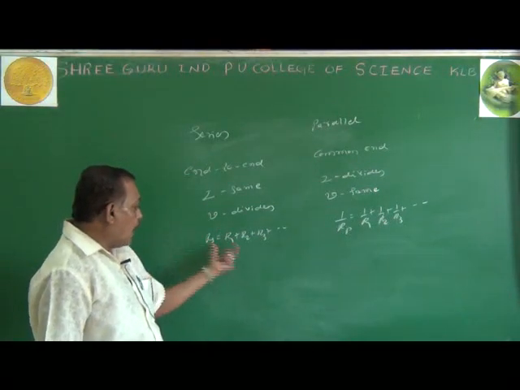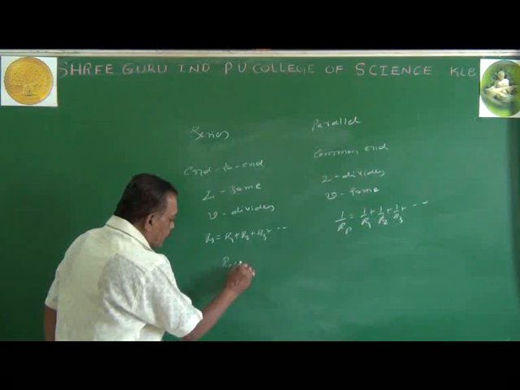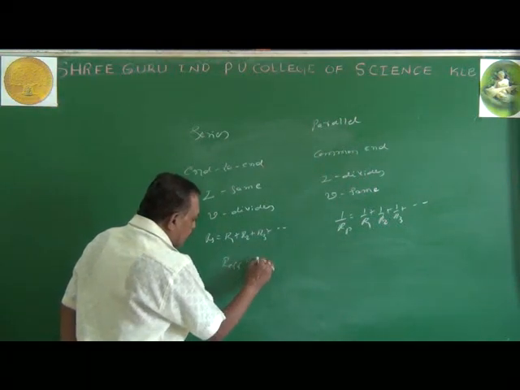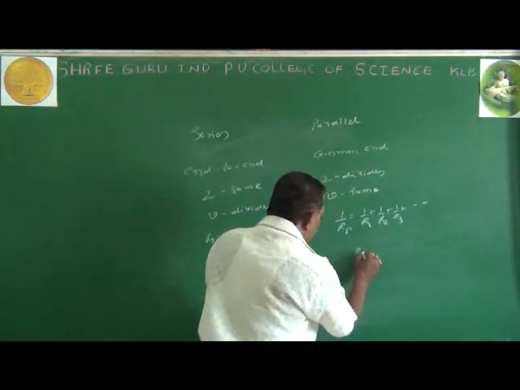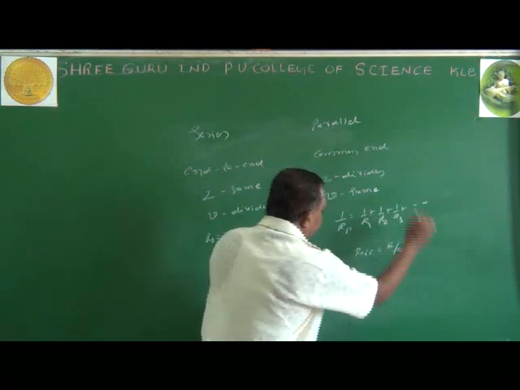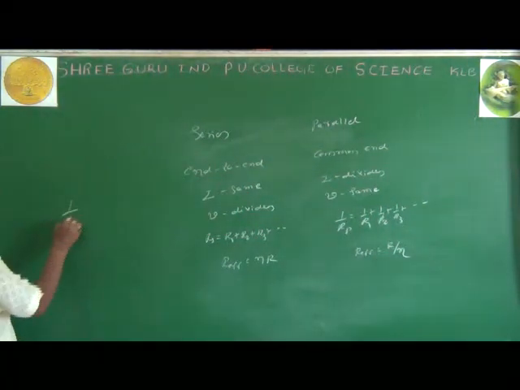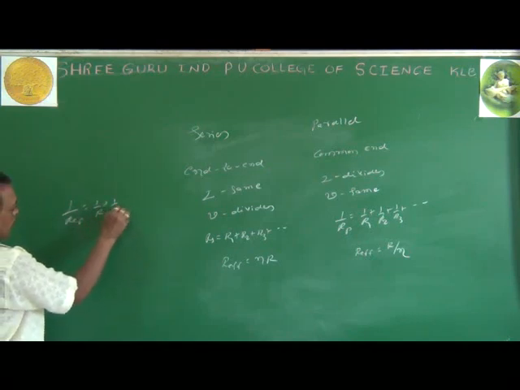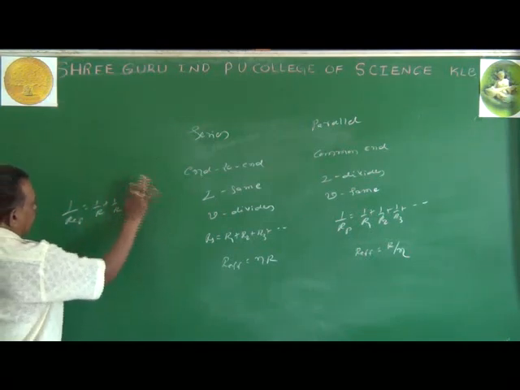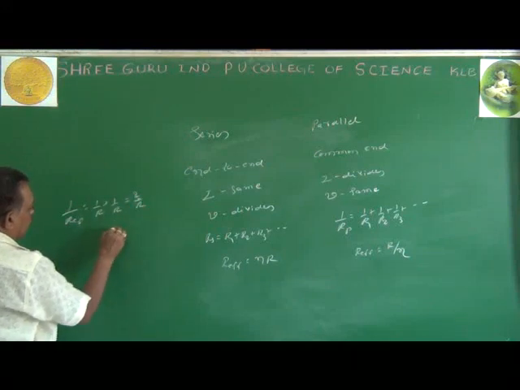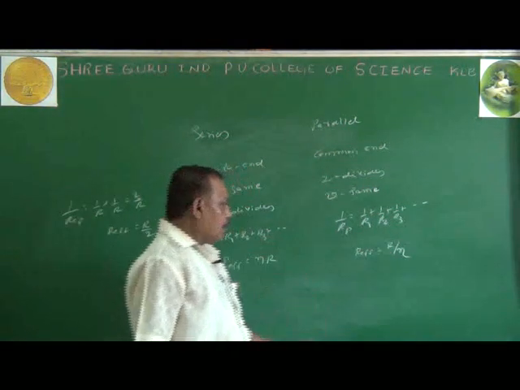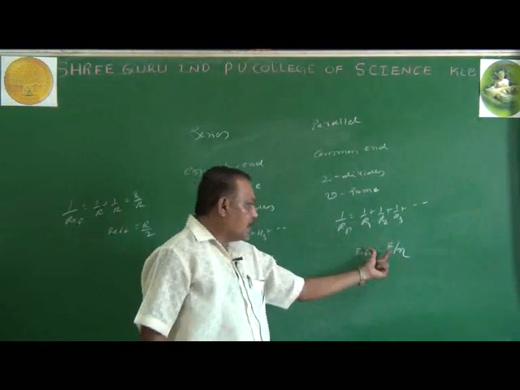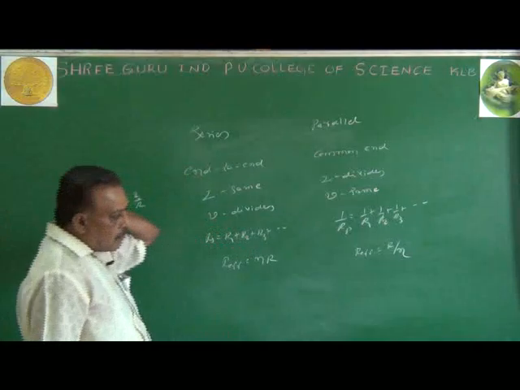So, for identical resistors in series, R effective equals R plus R plus R, that is nothing but NR. Similarly, for identical resistors in parallel, 1 by R effective equals 1 by R plus 1 by R plus 1 by R and so on. So I take 2, that is nothing but 2 by R. R effective equals R by 2, 2R by 2, 3R by 3. For N resistors, R by N. So for identical resistance in series, it is N into R, and in parallel the effective resistance equals R by N.